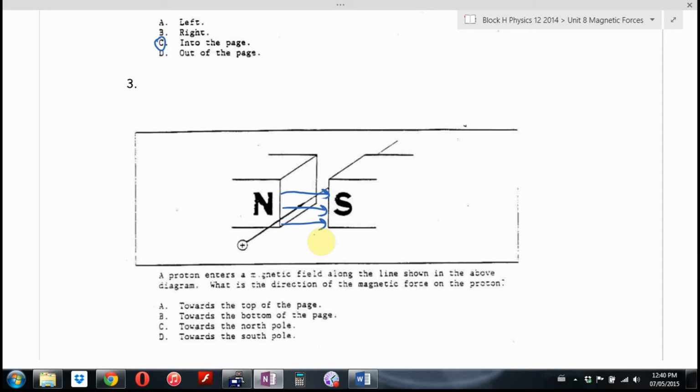D, towards the South Pole. My palm is pointing towards that. Bottom of the page. This is how particle accelerators work. If you're wondering, how do they make those charges go in a circle? Magnetic deflection.